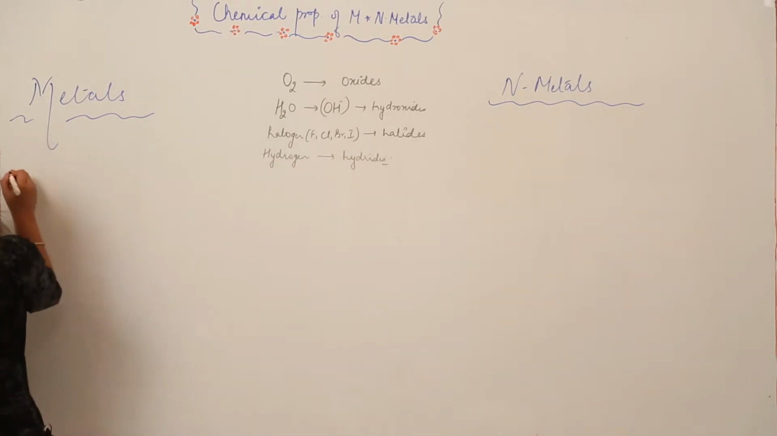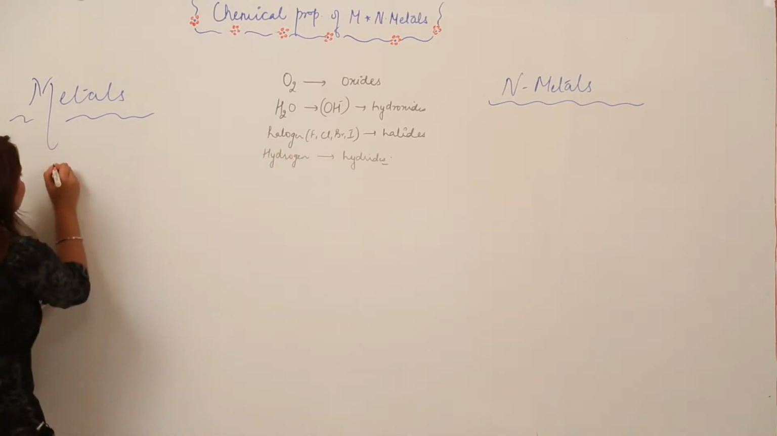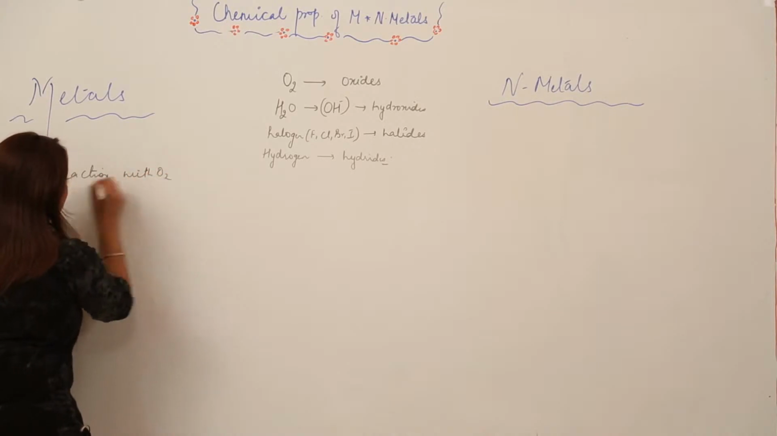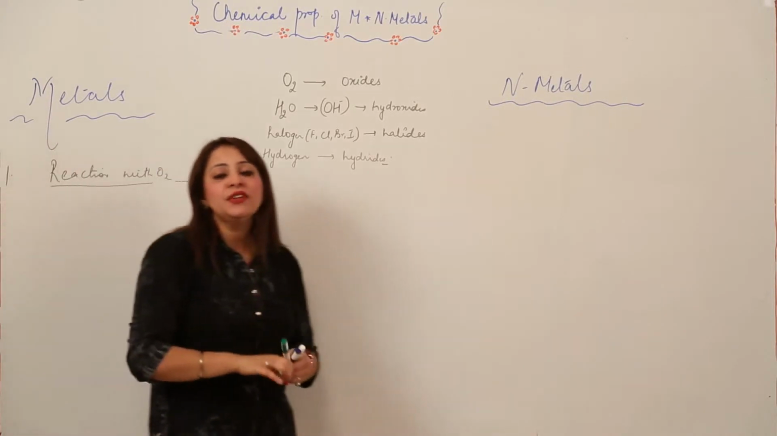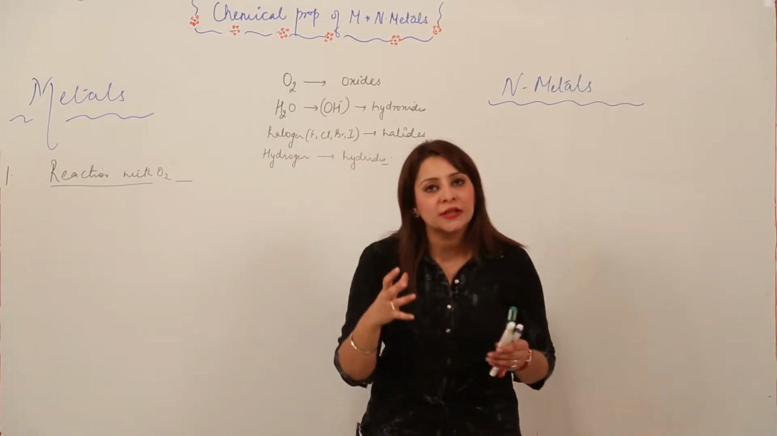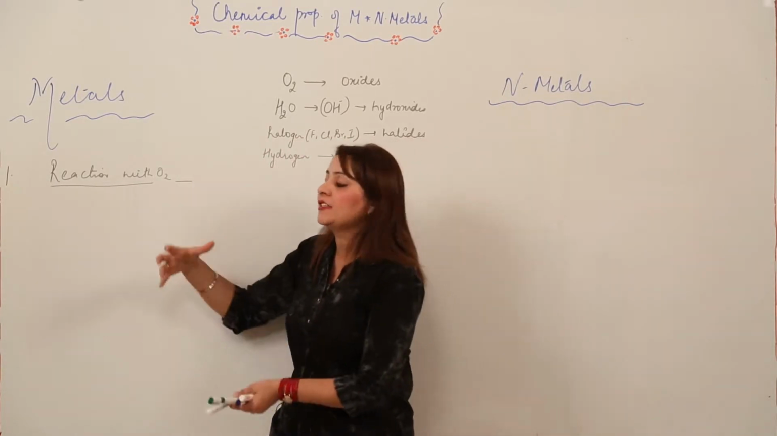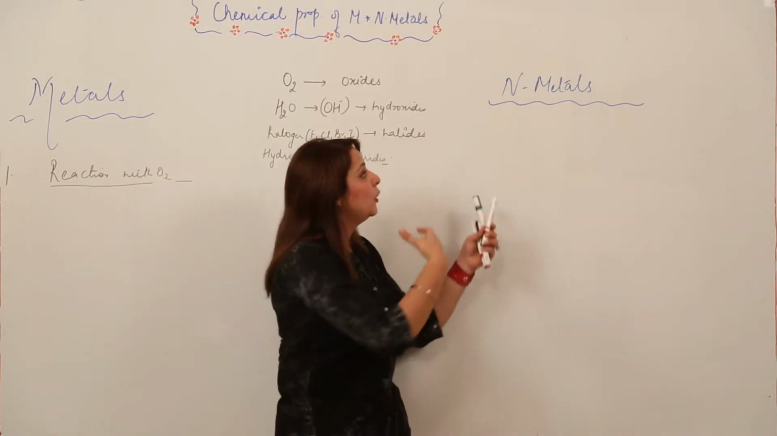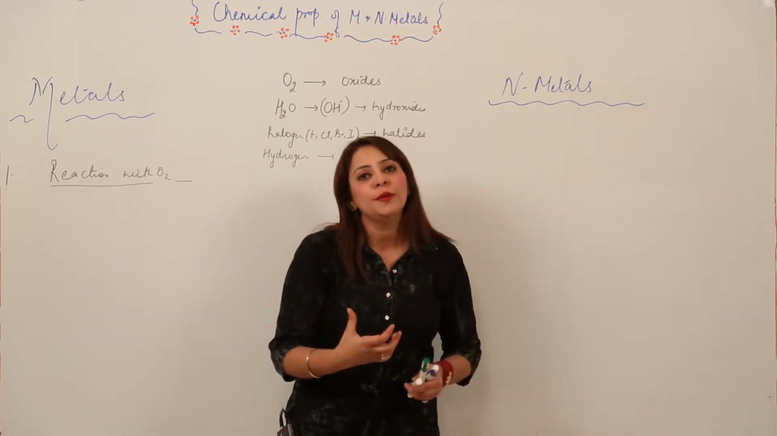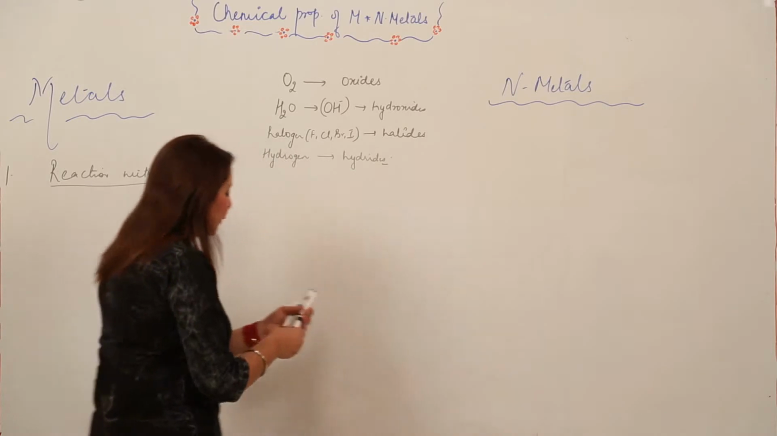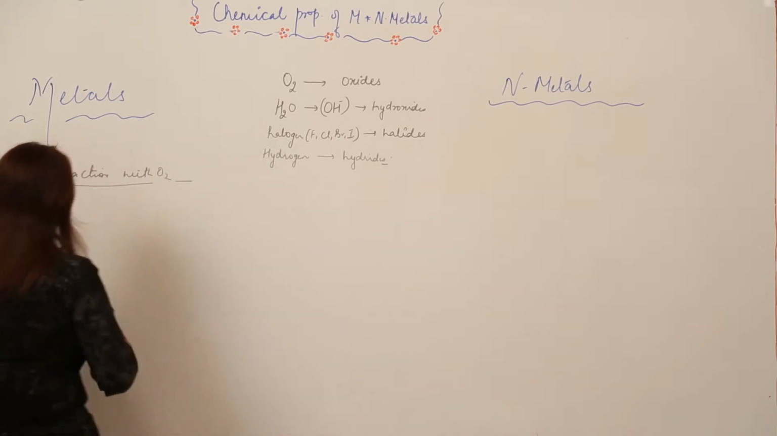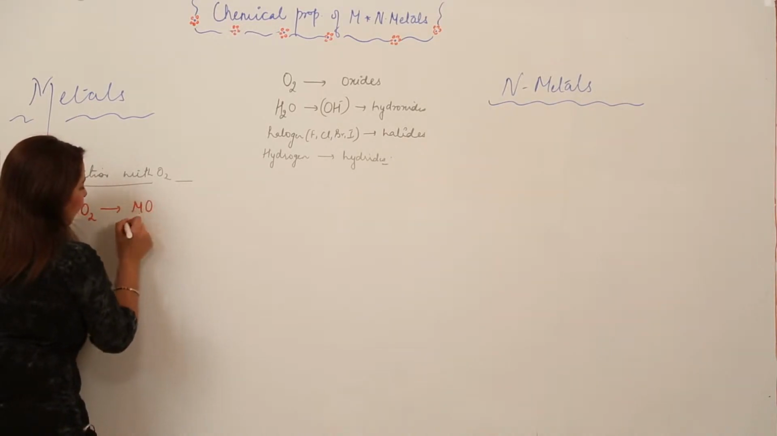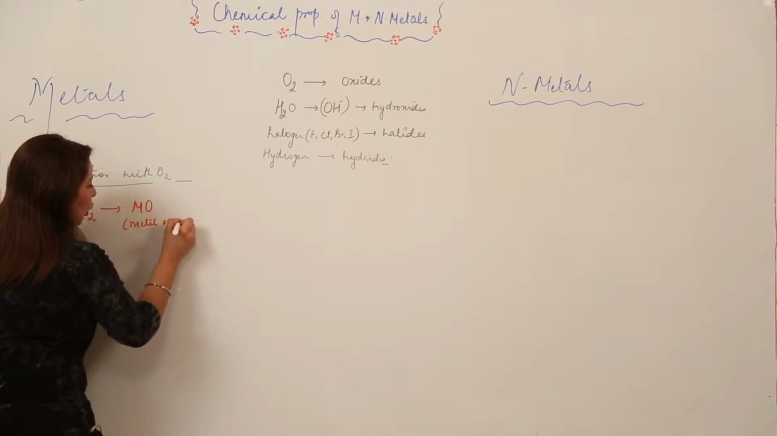The first reaction we are considering for metals and non-metals is the reaction with oxygen, right? As I told you, anything which reacts with oxygen leads to the formation of oxide. So the reaction of metal with oxygen will obviously lead to the formation of metal oxide, and the reaction of non-metal with oxygen leads to the formation of non-metal oxide. Here I am writing on the board, so just look at the board. What happens when metal reacts with oxygen? It forms metal oxide.